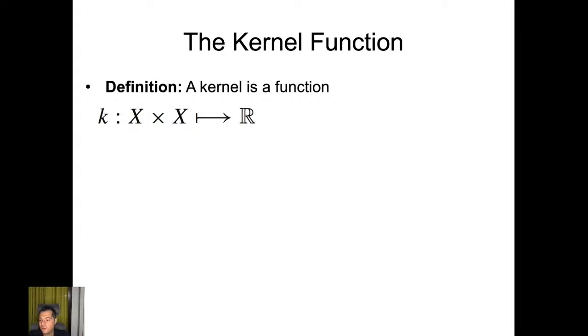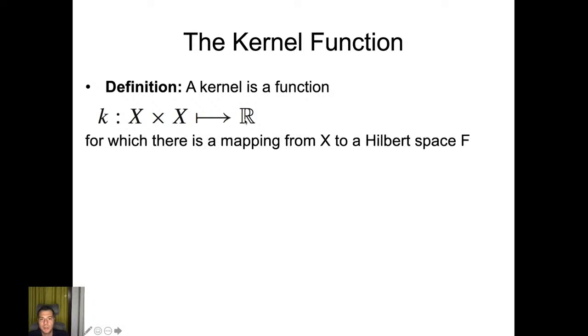Okay, so just going on with the definition of kernel functions. There is a kernel function k that is defined on the Cartesian product of the space of input data samples X, and it outputs a real value. So it has the codomain R.